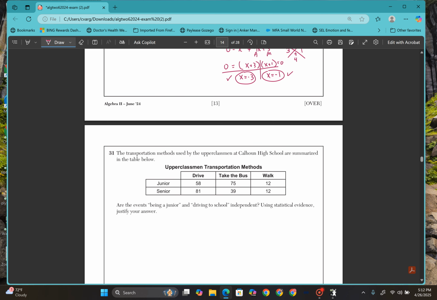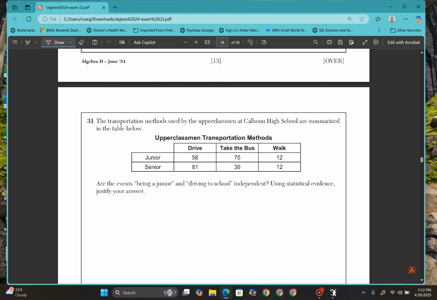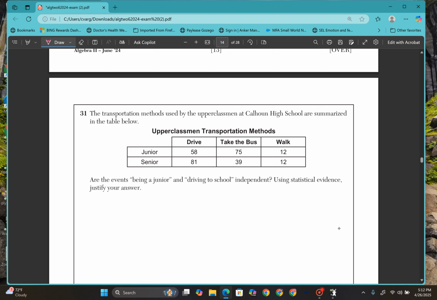Okay, question 31. So first thing we want to do when we see a question like this, when we're looking for independence, is we want to see if we have any totals. We want to total things up. So let's total up. 58 plus 75 plus 12 is equal to 145. 81 plus 39 plus 12 is equal to 132. Cool. And then I want to total these up going down. So 58 plus 81 is equal to 134.